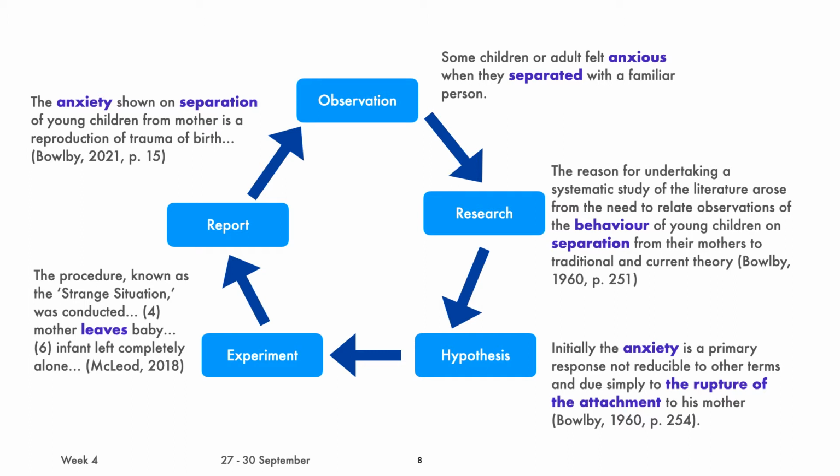So for example, some scientists or researchers would find that some children or adults would feel anxious when they separate from a familiar person. Okay? In order to look for patterns, they will start doing research, like reviewing previous research on this kind of behavior, as in the second stage. So we've got a very famous psychologist called Bowlby. In 1960, he wrote a review of literature about a condition.